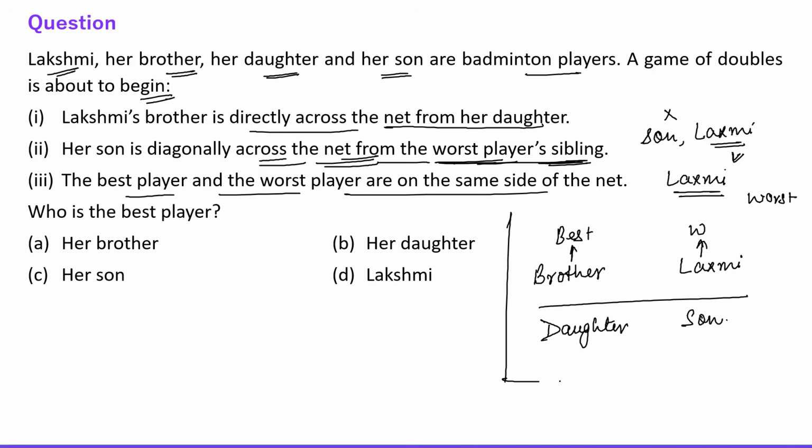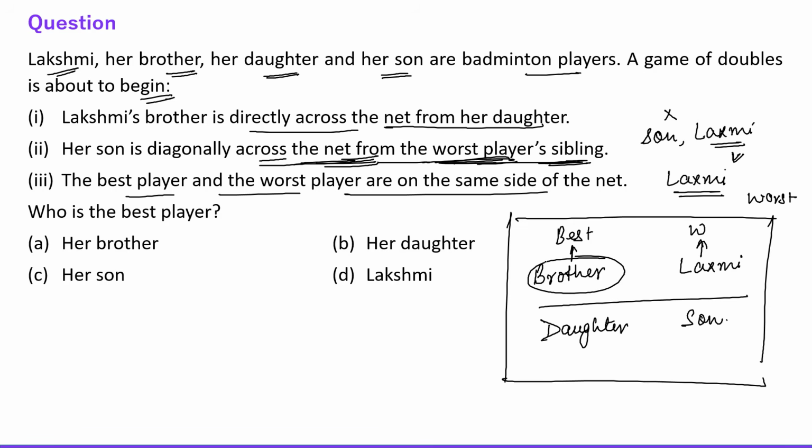Now let's talk about the information in the question. Her son is diagonally across the net from the worst player's sibling. Lakshmi's brother is the worst player's sibling, so her son is diagonally across the net from him. So this is the situation. Who is the best player? Lakshmi's brother is the best player. Right? Okay. Now let's move to the next question.